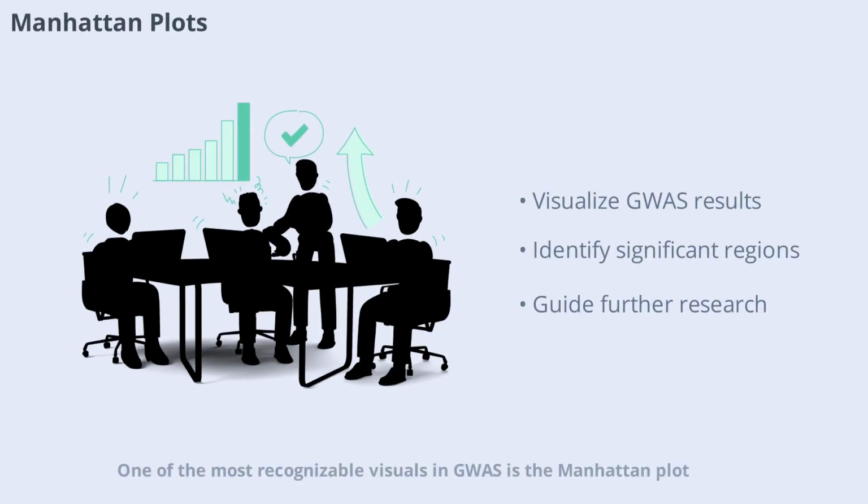One of the most recognizable visuals in GWAS is the Manhattan plot. This graph displays the results of millions of SNP tests across the genome. Each dot represents a SNP, and the height indicates the strength of its association with the trait. Peaks in the plot highlight regions of the genome with significant associations, guiding researchers to areas worth further investigation.